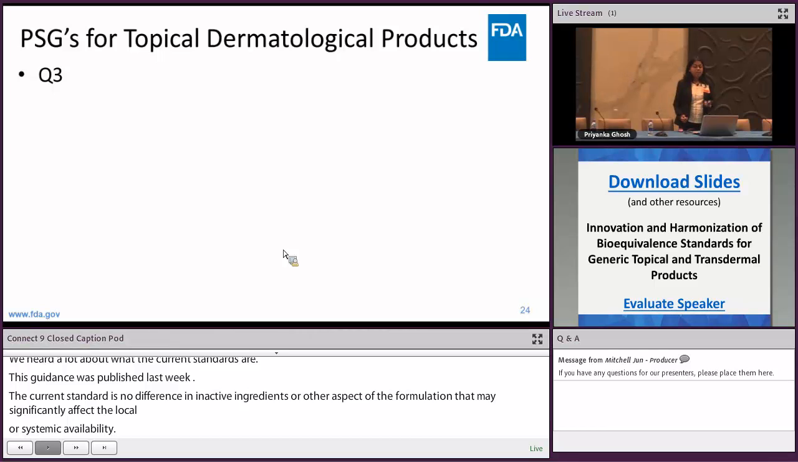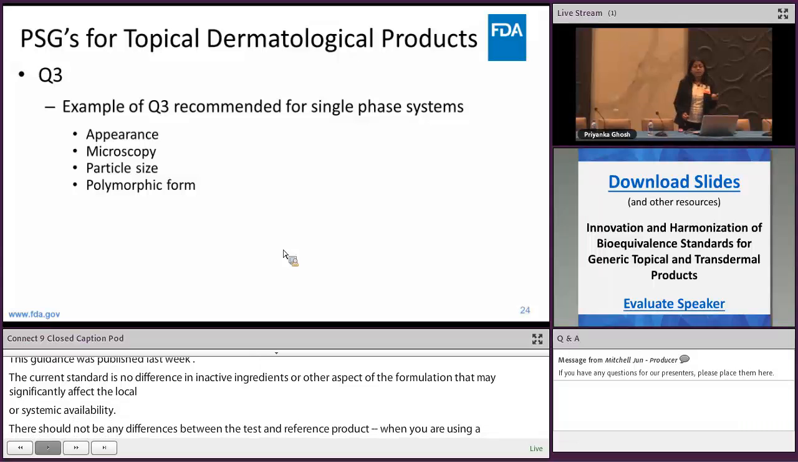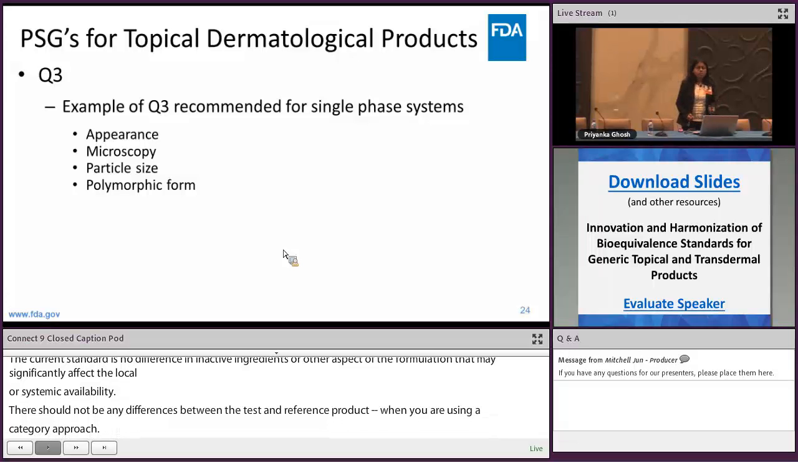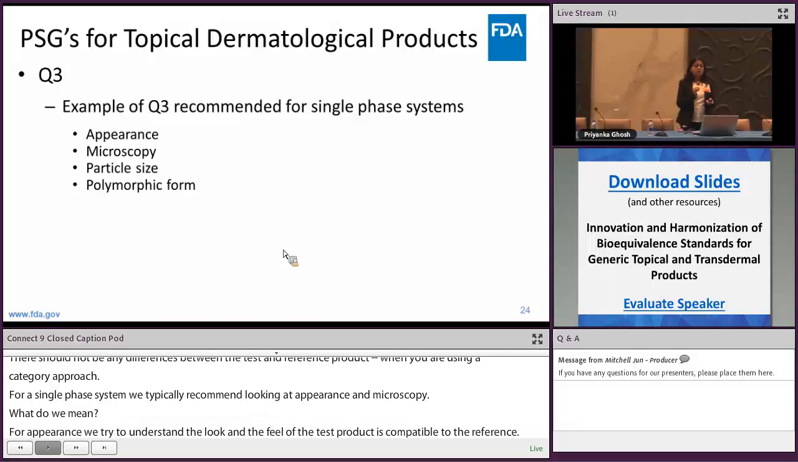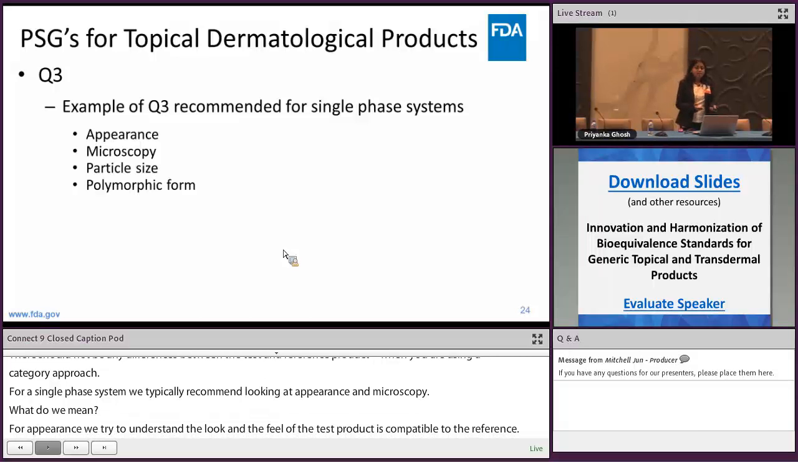The second component, Q3. So for a single-phase system, we typically recommend looking at appearance and looking at microscopy. What do we mean? For appearance, we are trying to understand if the look and the feel of the test product is comparable to the reference. With microscopy, we are trying to understand if the microstructure of the product, or say, for example, if there are particulate matters in the test which are comparable to the reference. If there are particulate matters, we look at particle size characterization. If there are known polymorphic forms for your API, we look at if the polymorphic forms are matched between the test and the reference product.